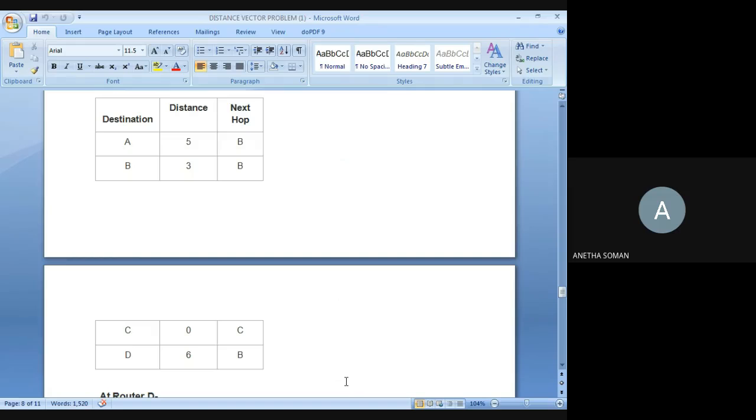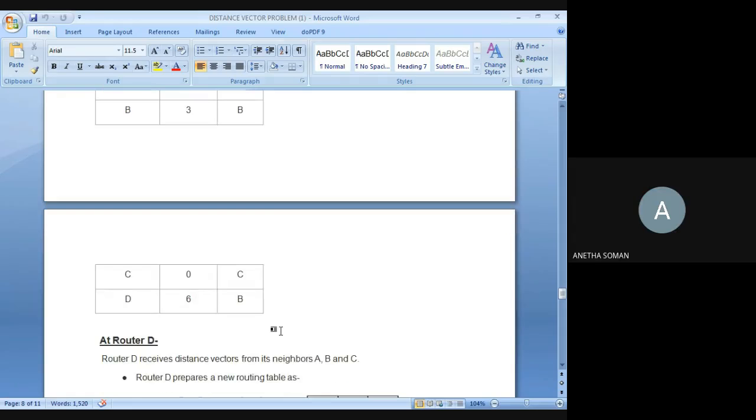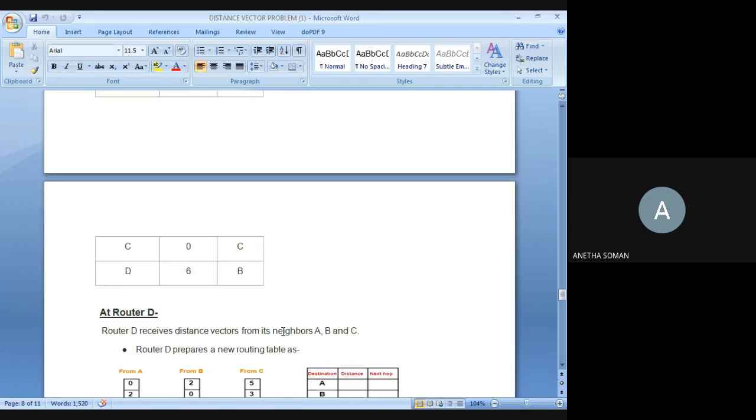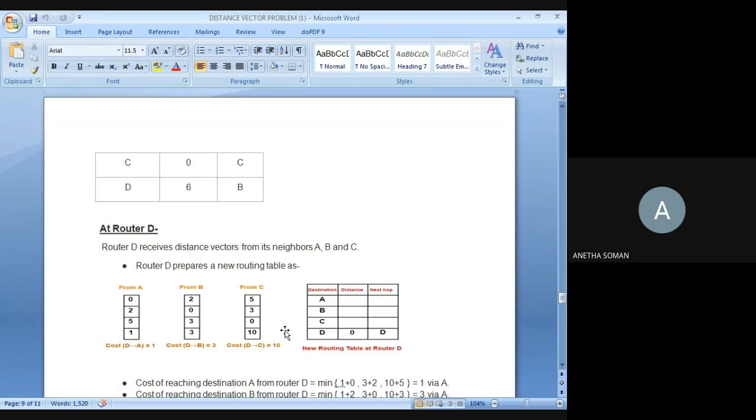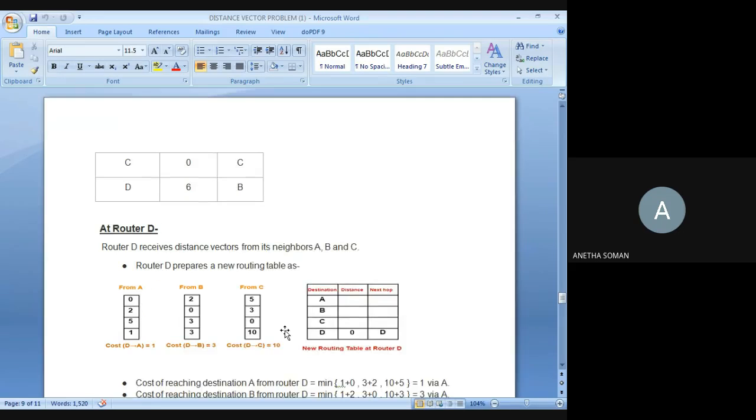Okay, now Amaya, make it fast. Amaya, let it be Kavya, you can tell. What is the routing table at router D? Who are the neighbors of D? A, B, and C. Now tell me cost of reaching each destination. So write down the first two columns of A, B, and C and find out what is the cost of reaching destination A from D. 1 plus 0, 3 plus 2, 10 plus 5, right? So you are getting the minimum value 1, that is via A.